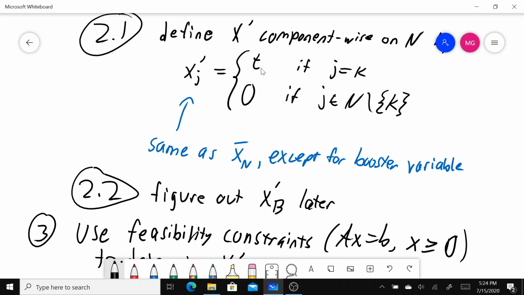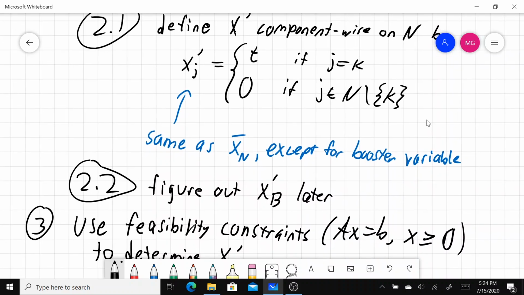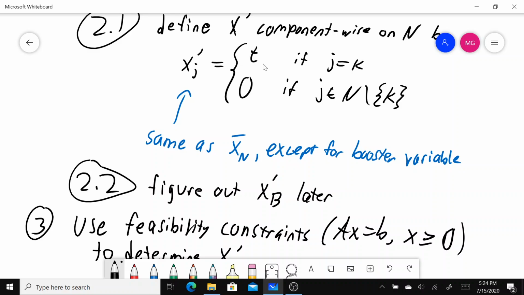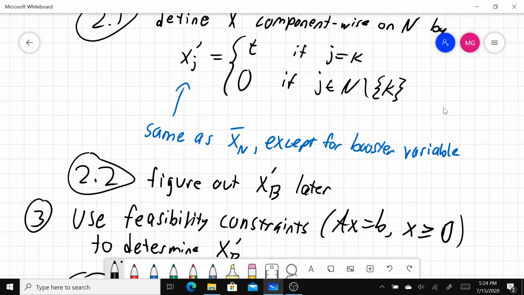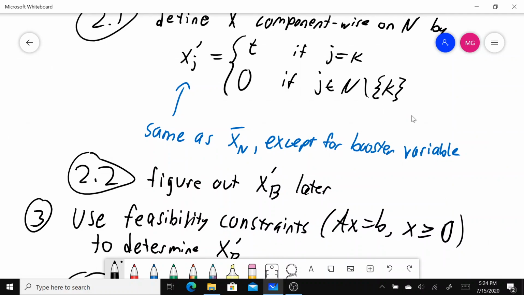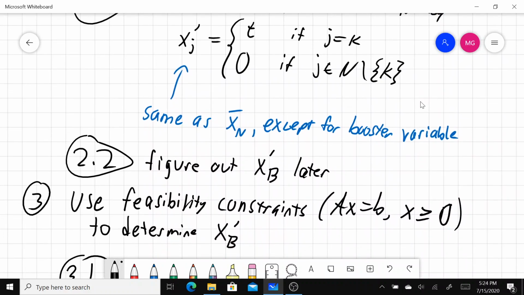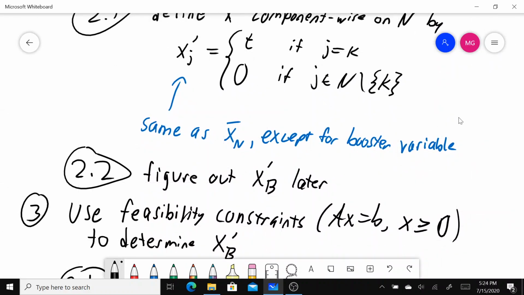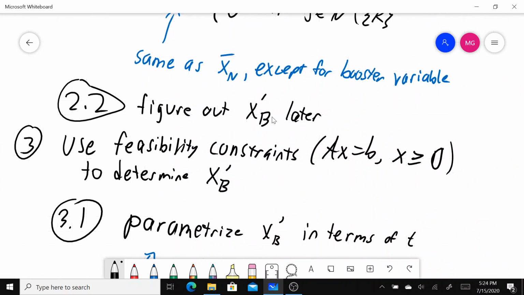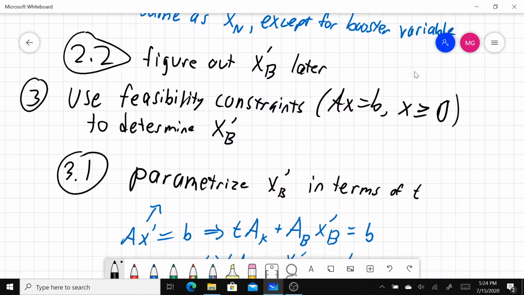And again, that's just an aesthetic change. We can just call it x prime sub k, but we just call it t. Again, we're just calling it t to indicate that it's special. But anyways, that's what you do for all the non-basic indices. And for the basic indices, you have to figure those out afterwards.